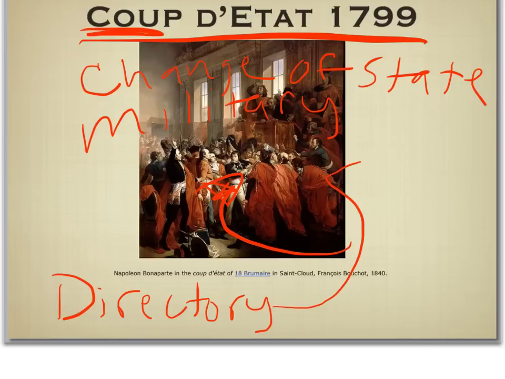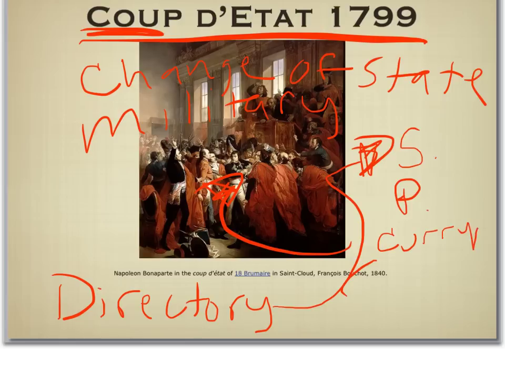The two things to remember about the Directory, besides the fact that they're overthrown by Napoleon, was one, they separated the powers, listening to Montesquieu, because the National Convention did not and became very brutal. And the second is they were very corrupt. Lots of people were stealing money from the French government, making the government hard to manage, making the people unhappy, and thus allowing Napoleon to come in and take over.